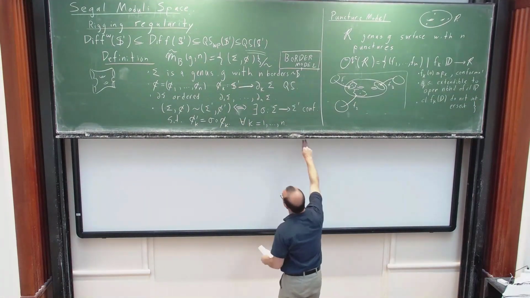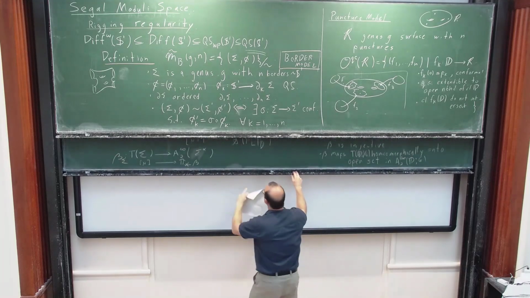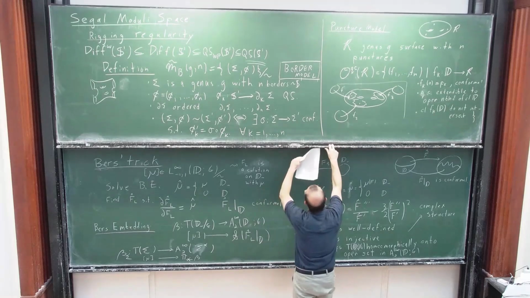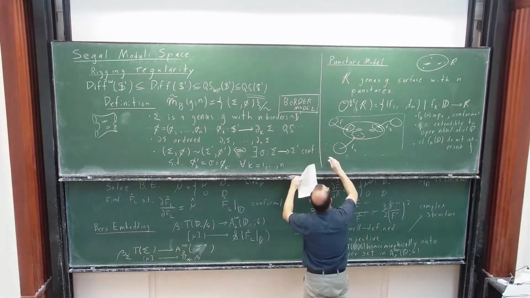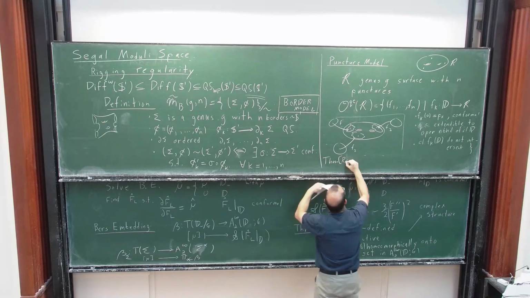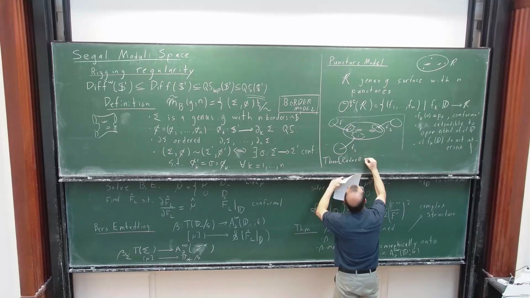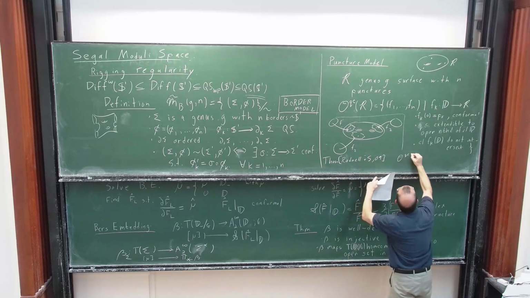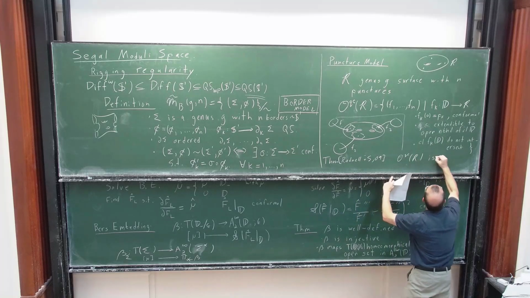But first I need to define the puncture model carefully. I've only defined non-overlapping mappings. Oh, right, sorry, I want to say something here. Theorem. When did we do this? OQCR is a Banach manifold.